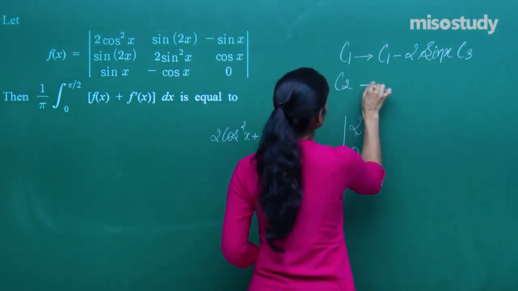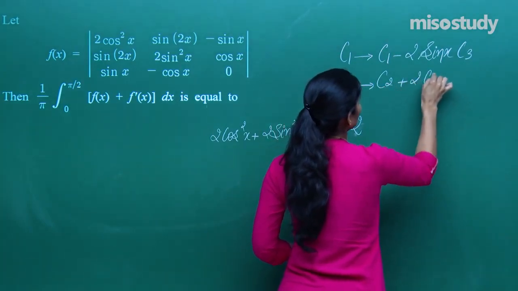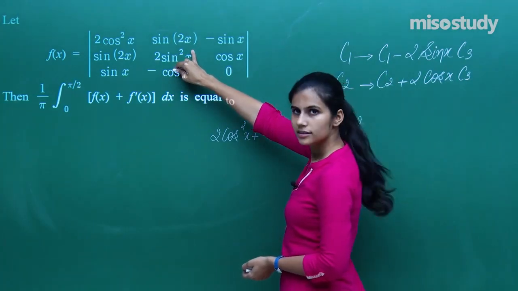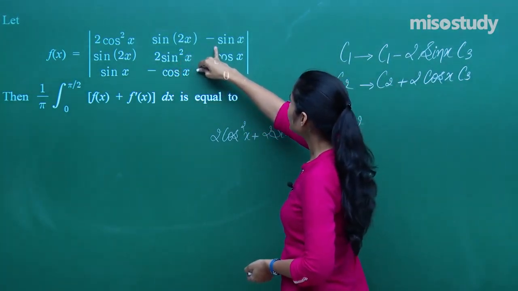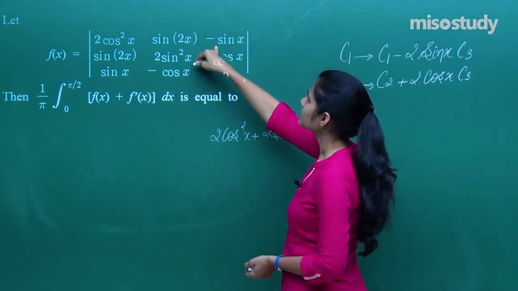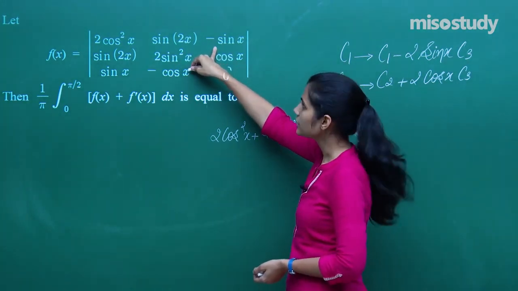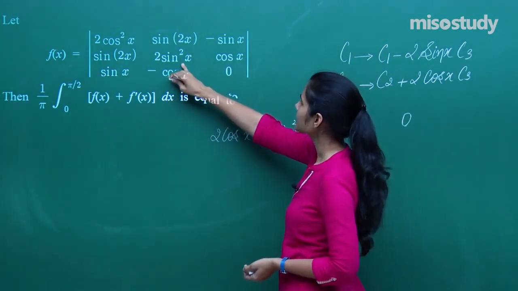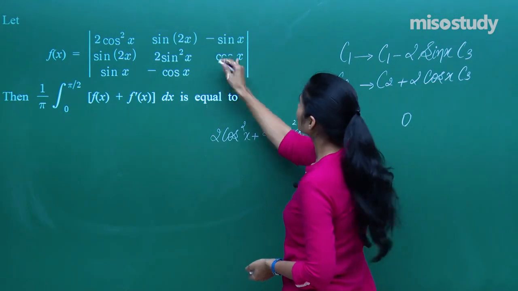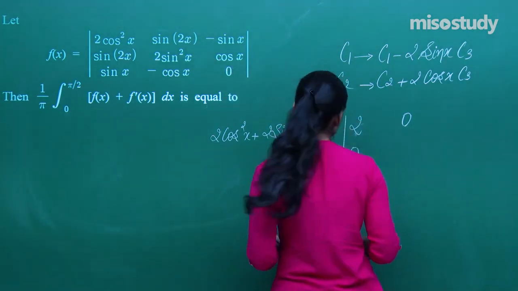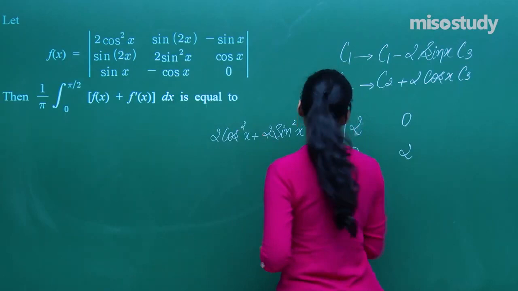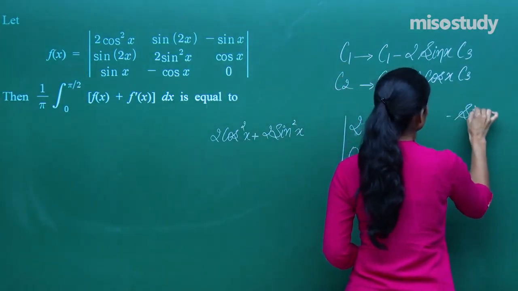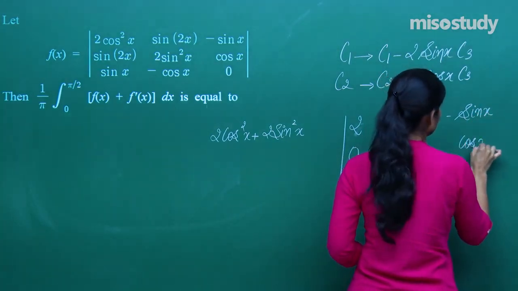Similarly, I am saying column 2 goes to column 2 plus 2 cos x column 3. So let's see, sin 2x minus 2 sin x cos x, which is what? 0 again because this is sin 2x minus sin 2x. Then you have 2 sin square x plus 2 cos square x. So 2 common, sin square x plus cos square x is 1, this is 2, and here you get the same minus cos x. So here you have minus sin x, cos x and 0.